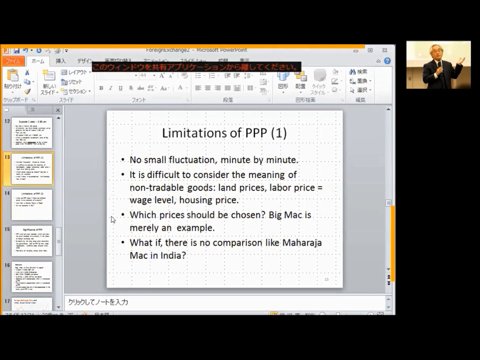And there is a very interesting example in India. When people want to compare the Big Mac price in India to the other countries, there was a problem. What was the problem? Because of the Hindu religious practice, you could not find the Big Mac in India. They do not eat beef. Instead, you can only find the Maharaja Mac in India, and the Maharaja Mac is made of chicken. So there's no exact counterpart in a certain country. So this is an example in India, okay?